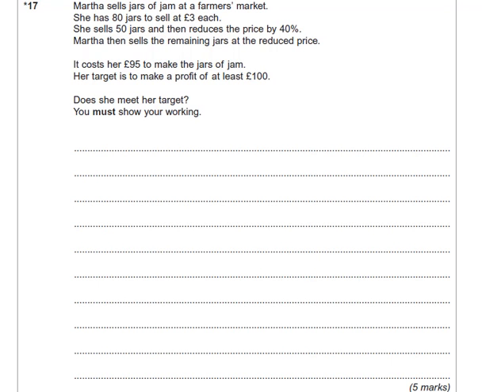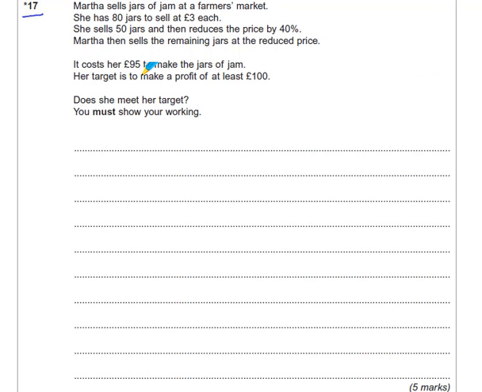Question 17. Again, it's a question testing our quality of written communication because it has an asterisk next to the question number. Martha sells jars of jam at a farmer's market. She has 80 jars to sell at £3 each. She sells 50 jars and then reduces the price by 40%. Martha then sells the remaining jars at the reduced price.